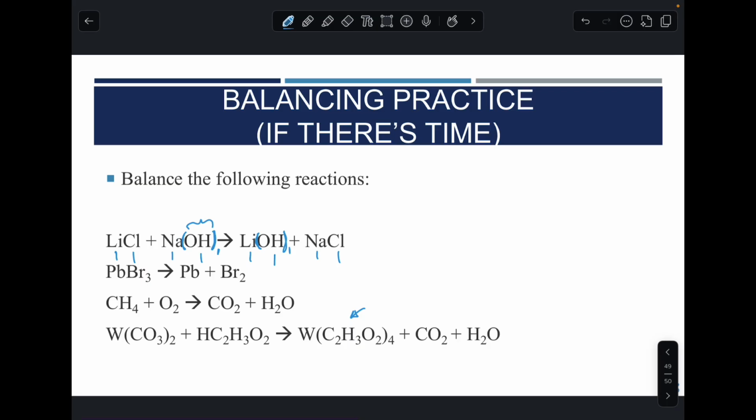Okay, and so when we realize that everything is 1 to 1 to 1 to 1, we can realize that this is already balanced. Everything is already balanced here, so we have no work to do on it. All of the elements have equal numbers on both sides, and so we are good to go. That's 1 to 1 to 1 to 1. And so we can just write balanced.